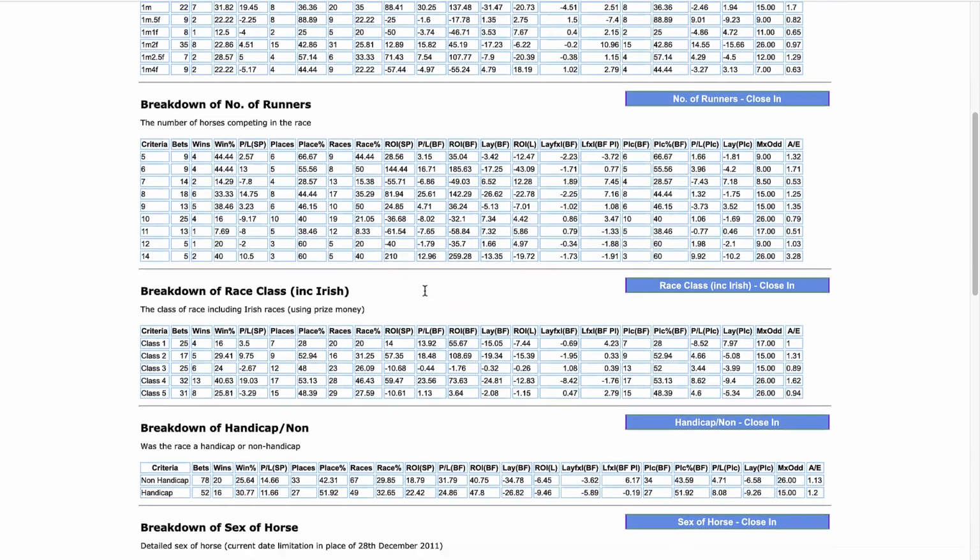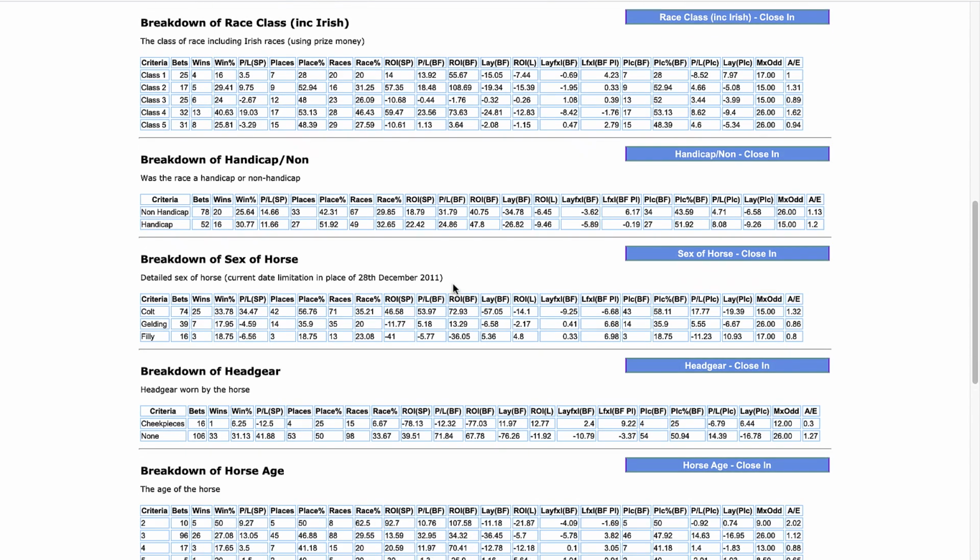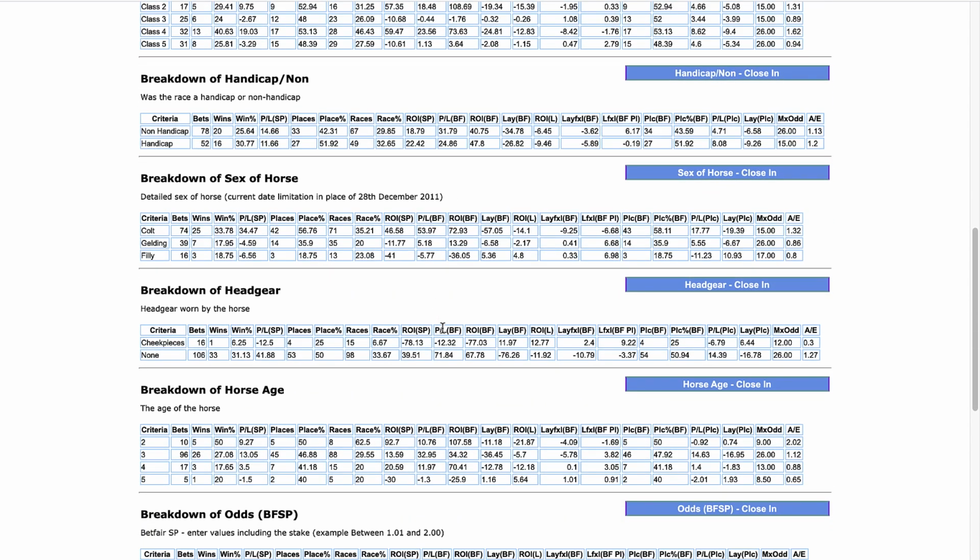So nothing there on the number of runners. The class. Not really a lot of angles here. Oh, here we go. No cheek pieces. So that could certainly be an angle on the headgear.